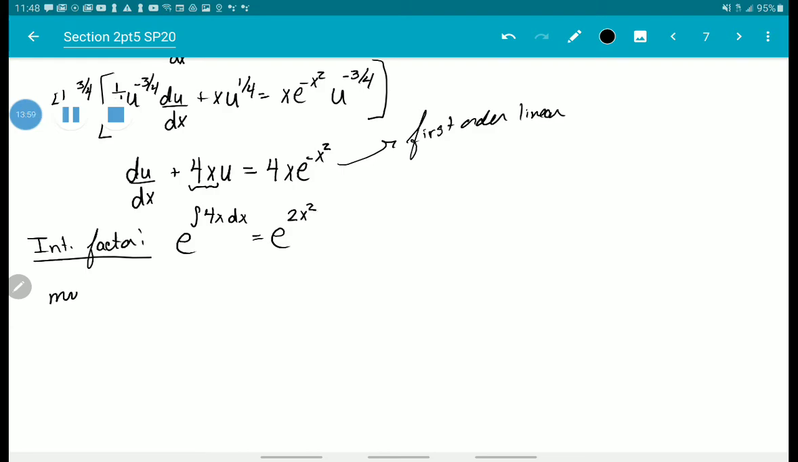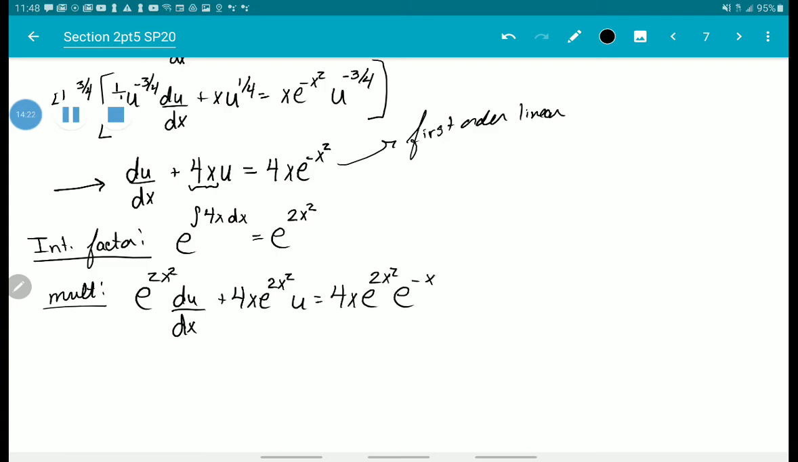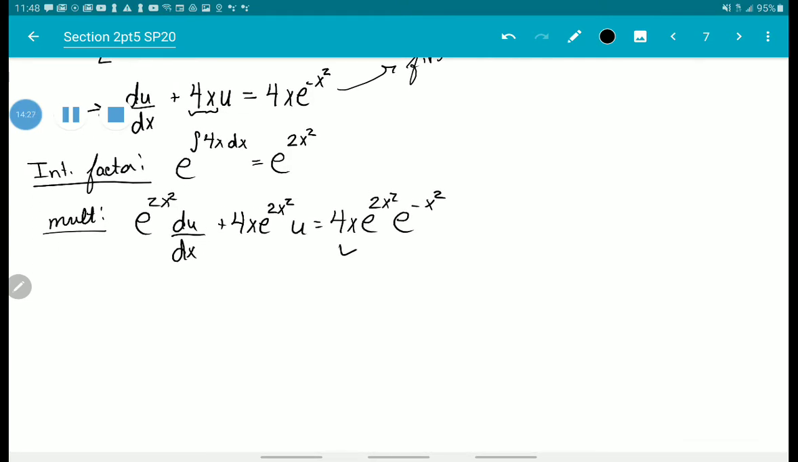Then we're going to multiply through. This one looks like it's going to be terrible, but it's not as bad as it looks. So when we multiply that first order linear equation through, we're going to have that. Now, we're going to simplify that right-hand side, and then we're going to do a rewrite.